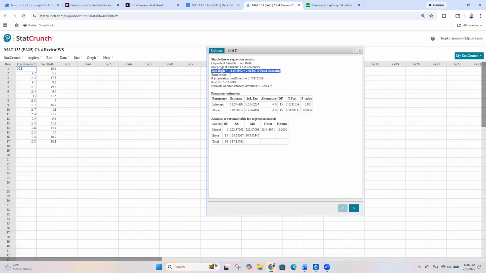Now, instead of putting the words teen birth, we'll just put y. So y equals, and here's our mx plus b. They put it in the other order, which is fine. You can write it out like that on your paper if you want to. So the slope is the number attached to the x. The slope here is 2.061. The y-intercept is negative 11.67. I'm going to switch the order around. You don't have to, but I like to have it in the other order.